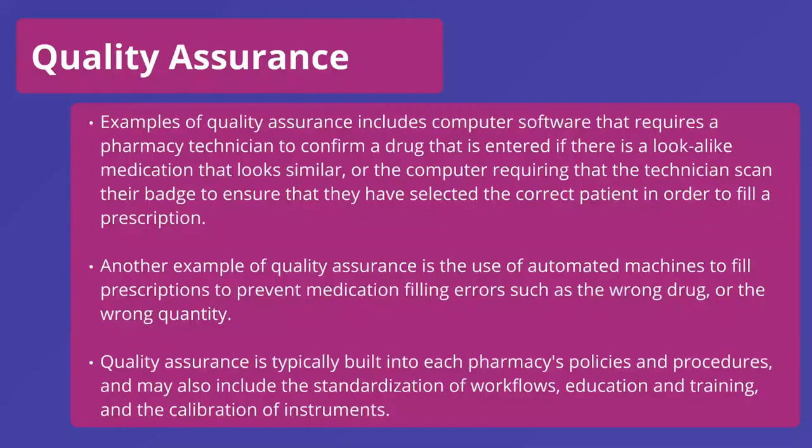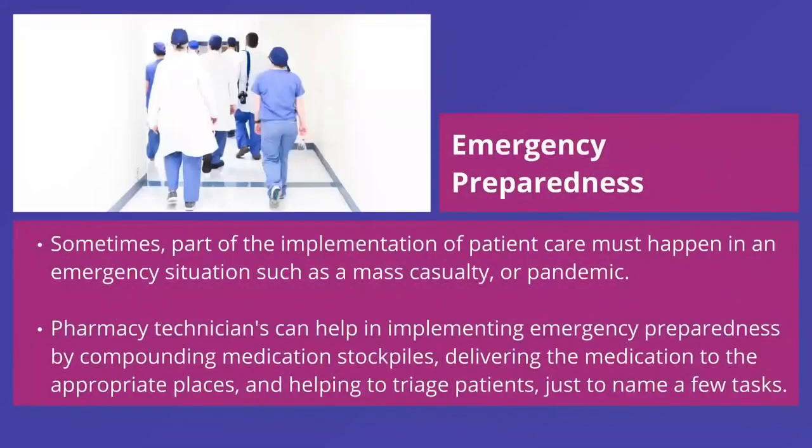Quality assurance is typically built into each pharmacy's policies and procedures and may also include the standardization of workflows, education and training, and the calibration of instruments. Emergency preparedness also falls within implements, so sometimes part of the implementation of patient care must happen in an emergency situation, such as a mass casualty or a pandemic. Pharmacy technicians can help in implementing emergency preparedness by compounding medication stockpiles, delivering the medication to the appropriate places, and helping to triage patients, just to name a few tasks.